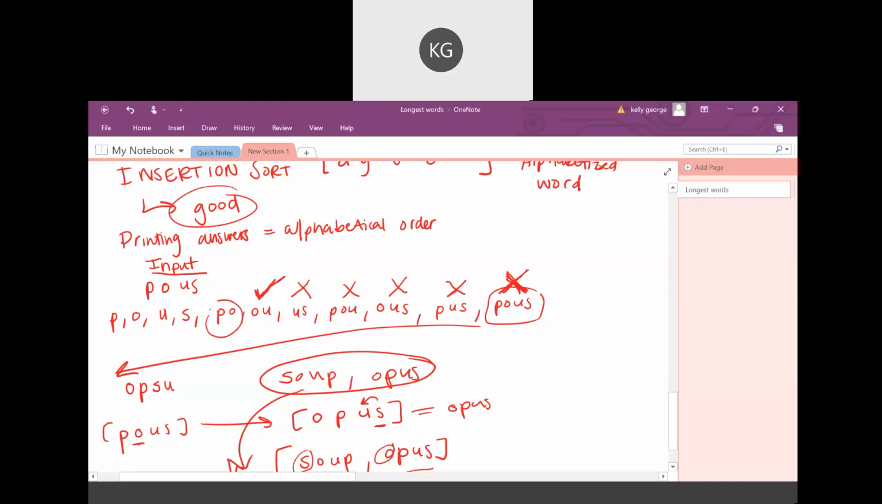Do we need to check PO? We do need to check PO because we need to print all words that are of the length of the longest word. So if we find a longest word that is length 2, right? Is our longest word, we need to check all subsets that have the length 2 because we might have more than one longest word.